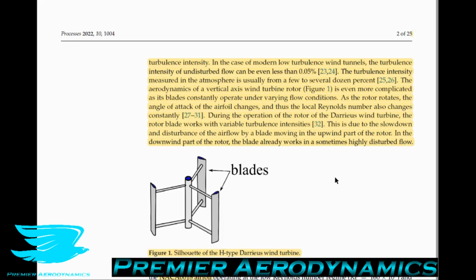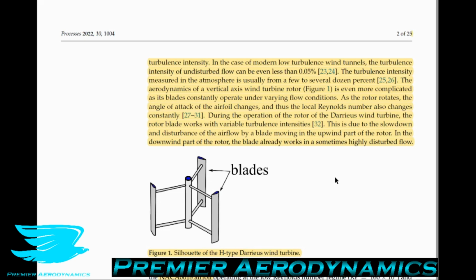This is due to the slowdown and disturbances of the airflow by a blade moving in the upwind part of the rotor. So in other words, a wind turbine is quite different from a lot of other airfoils in that the wind turbine blades are going to have to sweep through wakes of the upstream wind turbine blades and/or the central supporting shaft. So that means you have quite a dirty flow that's hitting these airfoils constantly, which means that you effectively have an artificial turbulence intensity level being introduced. And it really depends on what angle the wind is coming at to a large degree. But regardless, you're going to have some sort of wake hitting the blades quite consistently, and that's potentially a problem.